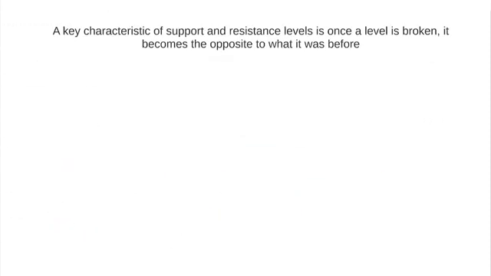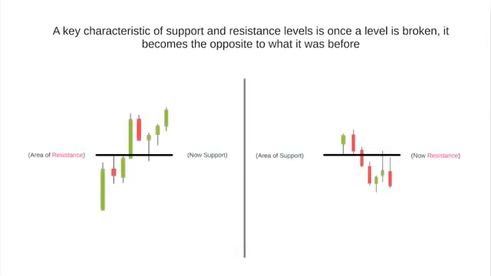A key characteristic of support and resistance is once a level is broken, it becomes the opposite to what it was before. What I mean by this is if a strong level of resistance is broken and price moves past it, when price returns to this level, there is a good chance that the level will act as a strong area of support for price, and vice versa.